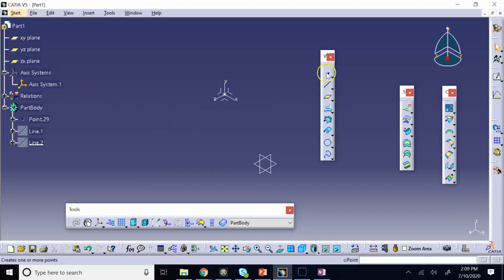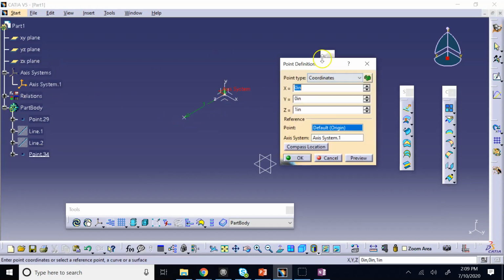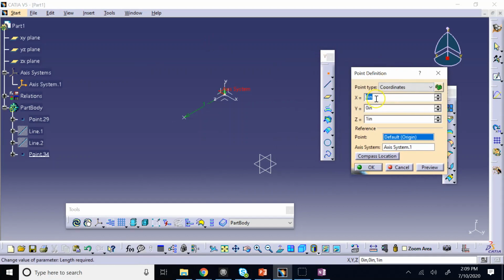Now, if I go ahead and create a new point, when I specify XYZ, these XYZ are calculated with respect to what? You see here, they are now calculated with respect to Axis System 1. So when I say 1, 1, 1, that's a separate meaning, right? This point here will be like there, right?